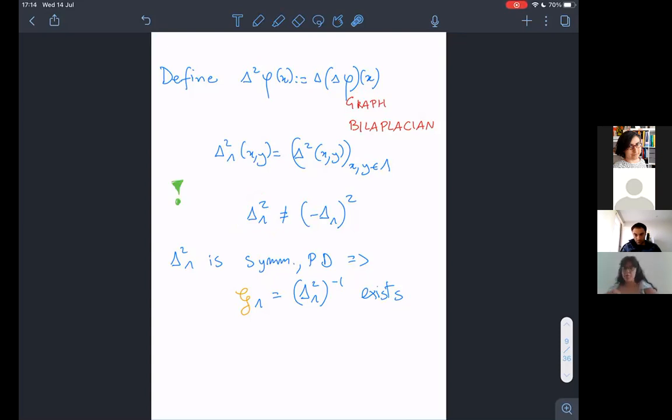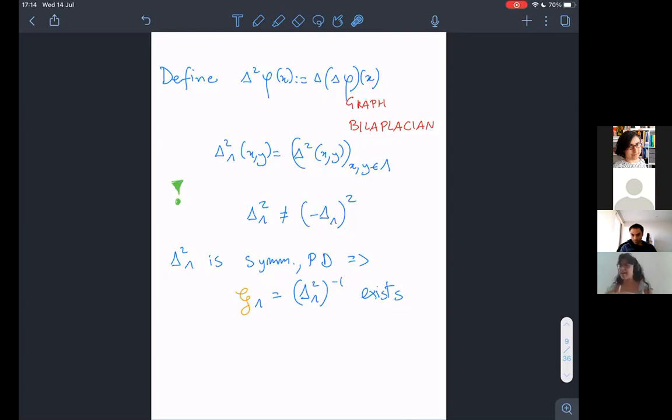Well, actually, you can prove that iterating delta lambda on itself twice is not the same as taking delta lambda squared. So the square and the restriction do not commute as operations. However, you can still prove that delta lambda squared is a nice symmetric and positive definite matrix, so you can invert it. Our measure is well defined. Our Gaussian is well posed.